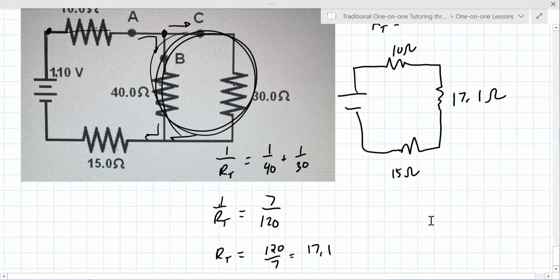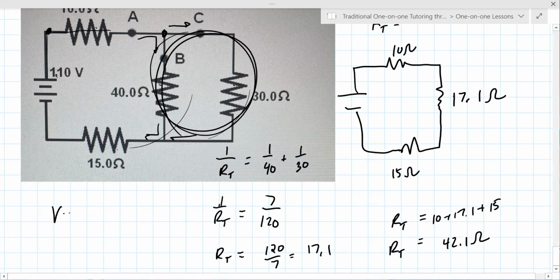Okay, so that's this one here, 17.1 ohms. So now when they're in series, which means there's no branches, like extra loops is what those are called, you've got 10 plus 17 plus 15. So your total resistance in the circuit, not just this part of the circuit, but the whole circuit, is 10 plus 17.1 plus 15. Okay, so it's 42.1 ohms. And it feels like a lot of work, but we're almost there.